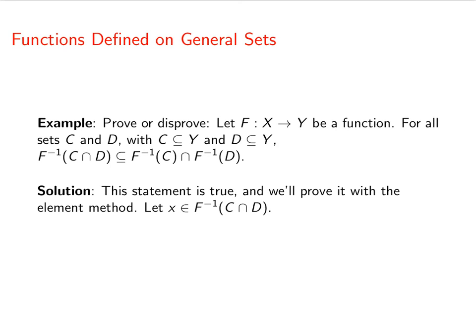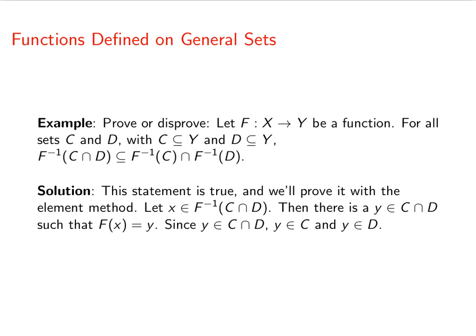Let's let x be an element of f inverse of C intersect D. Okay, what does that mean? It means there's a y in C intersect D such that f of x is equal to y. That's just the definition of this inverse image. Now, y is an element of C intersect D. That tells us that y is in C and y is in D.